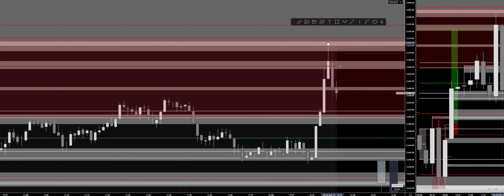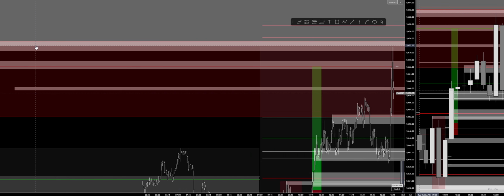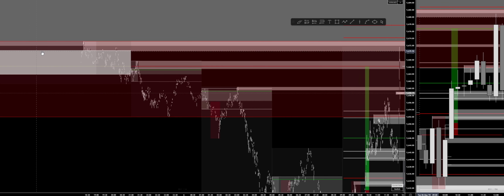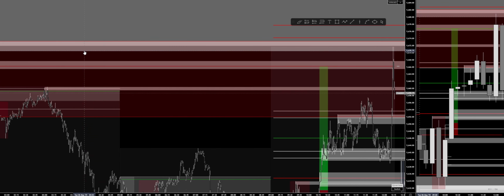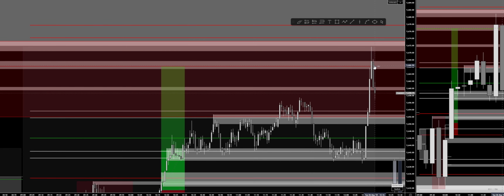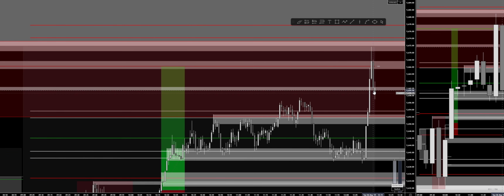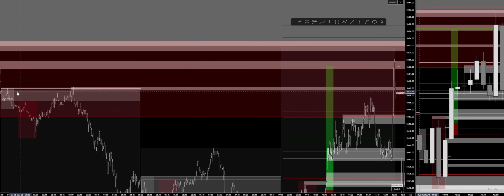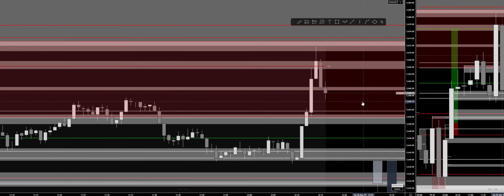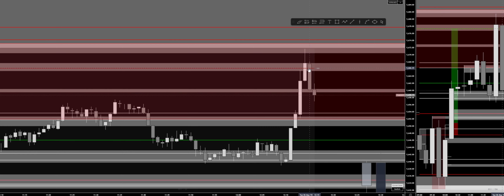It's finding a really good rejection off of the top of 1800 range. And then it's also finding a good rejection off of the top of coil range. We then close below the top of London range. The price right now does not seem happy to be above any of these ranges.